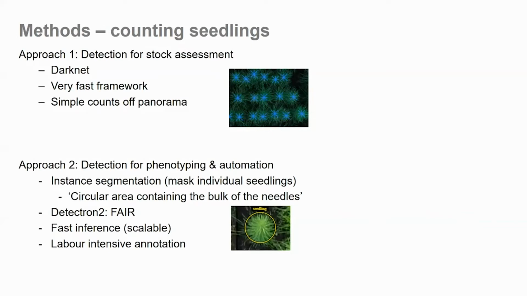Once we had methods to capture imagery of these long seedling beds, we needed to develop algorithms that could count the seedlings they contained. Our first approach focused only on speed and accuracy, and we chose a neural network architecture called Darknet.